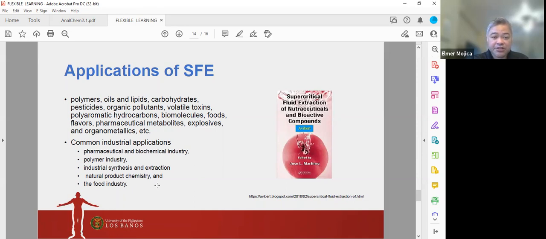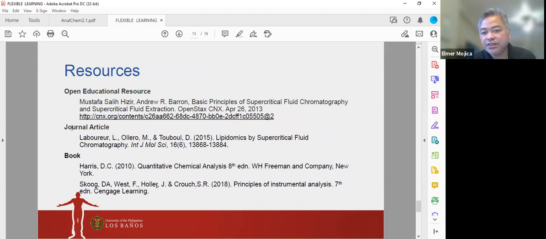This is a better alternative to the one that I have in my own lab, which is pressurized liquid extraction. Now, to look further at the resources about SFC and SFE, you can look at these different resources that you have.